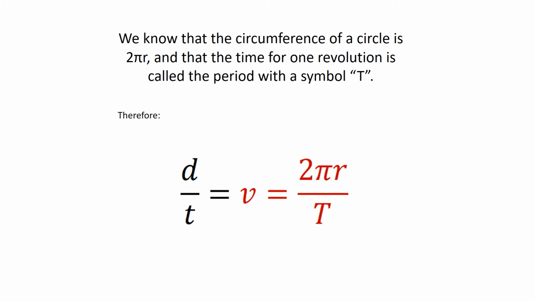Now, since we know the circumference of a circle is 2 pi r, and we know the time for one revolution is called the period with the symbol capital T. So, we know that distance over time is normal velocity. That's the definition of velocity in a straight line. Well, that means circular velocity is 2 pi r divided by the period, which you figured out when you determined how fast my toy car was going when we did that little thing on Friday.